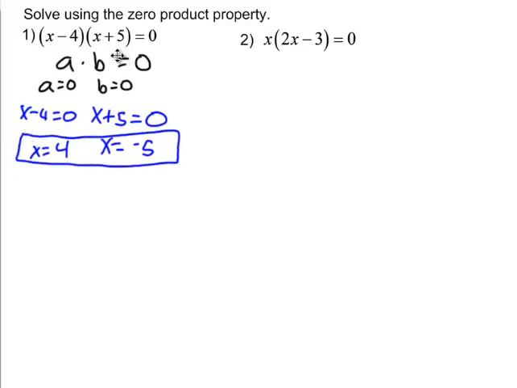Alright? Because either one of these could be 0 to make this go to 0. This could be 0 or this could be 0. One of them has to be, so we'll check for both of them.